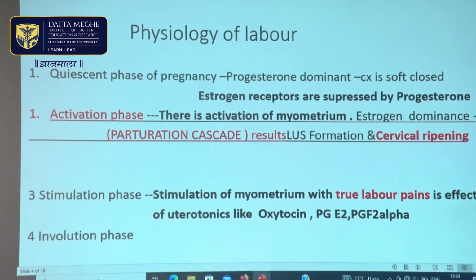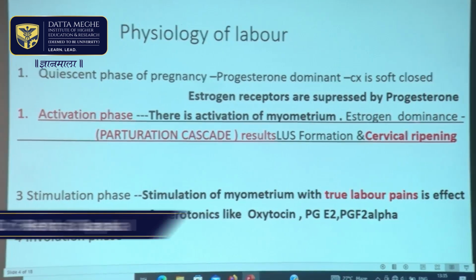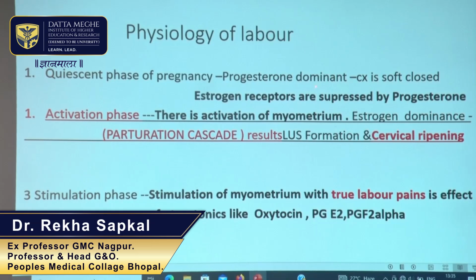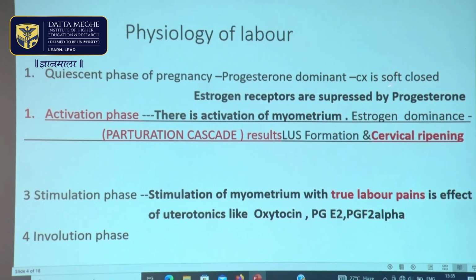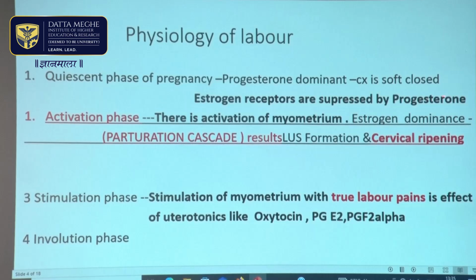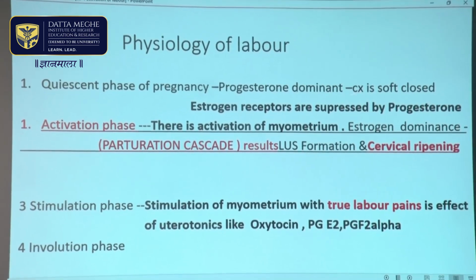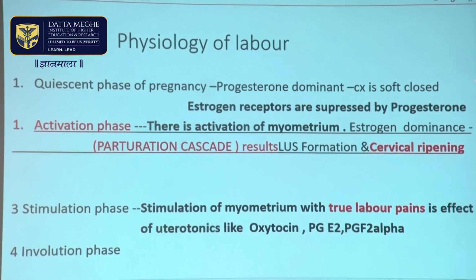As such, pregnancy is a quiescent phase because of progesterone dominance. Labor is estrogen dominance condition. Pregnancy is progesterone dominance. There cervix is soft with the Hegar sign we elicit, then the cervix is closed also. These estrogen receptors are there, but they are suppressed by the progesterone throughout the pregnancy. Progesterone is secreted by the corpus luteum initially till 10 to 12 weeks. Later on, its function is taken over by the placenta. So, placenta produces the progesterone hormone.